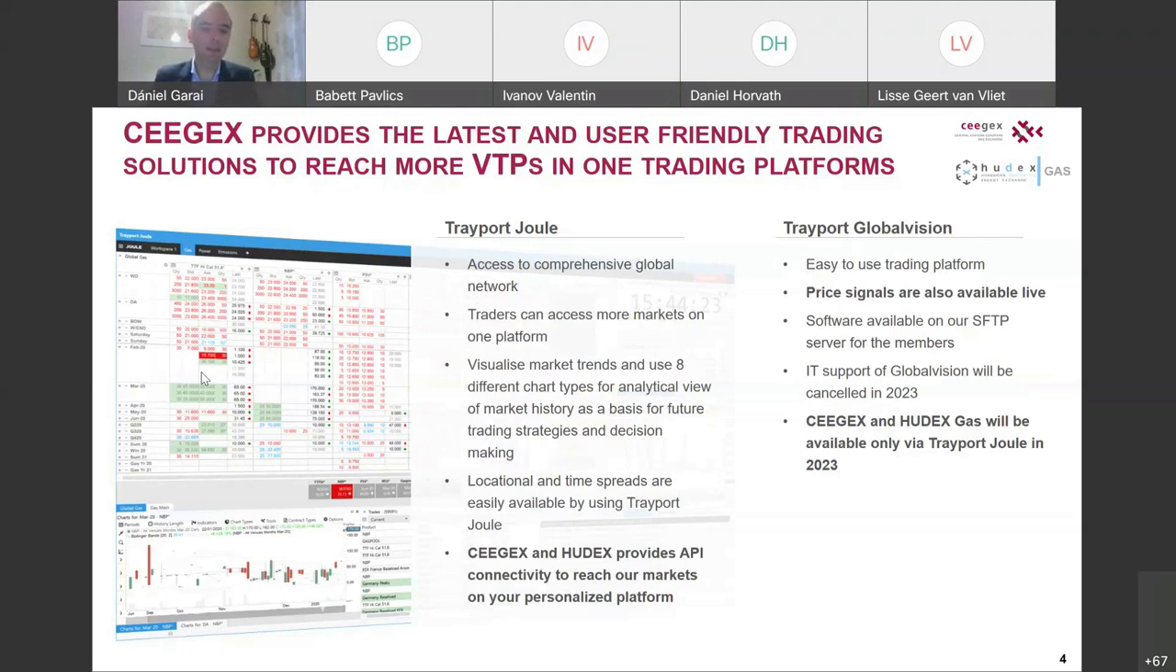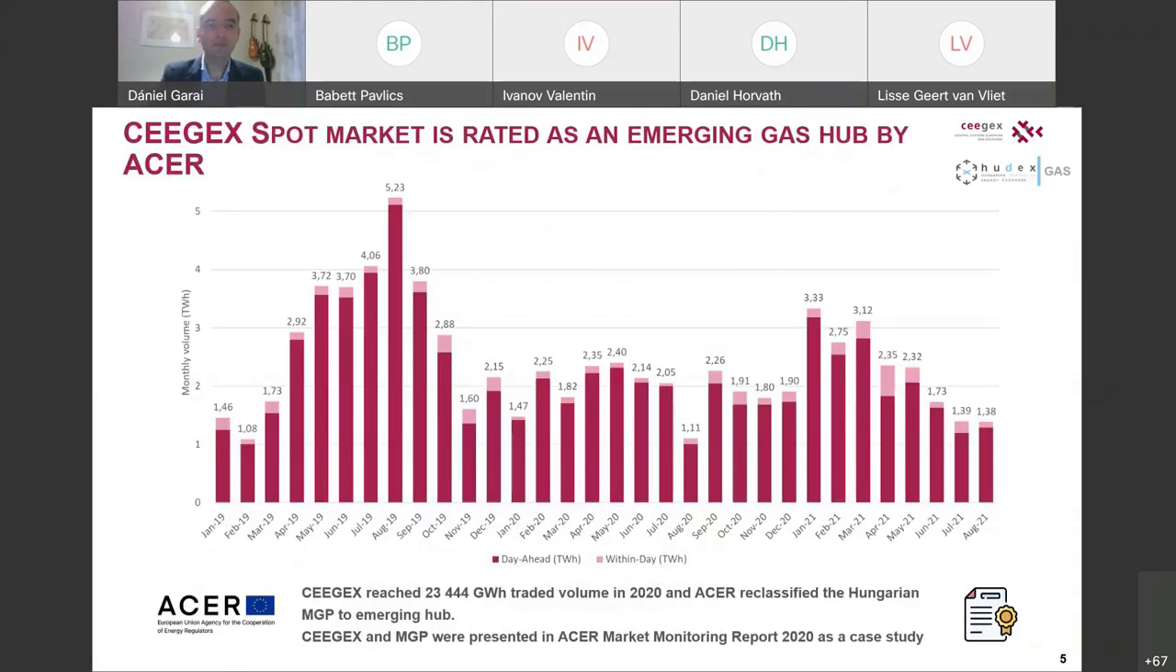The biggest advantage is that you can access more markets on one platform, and you have some market trends visualization tools as well in that software. So a little bit about our market and volumes.